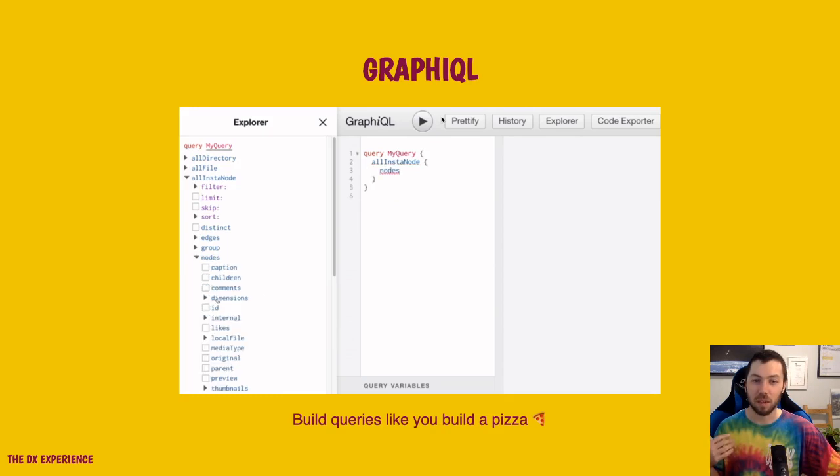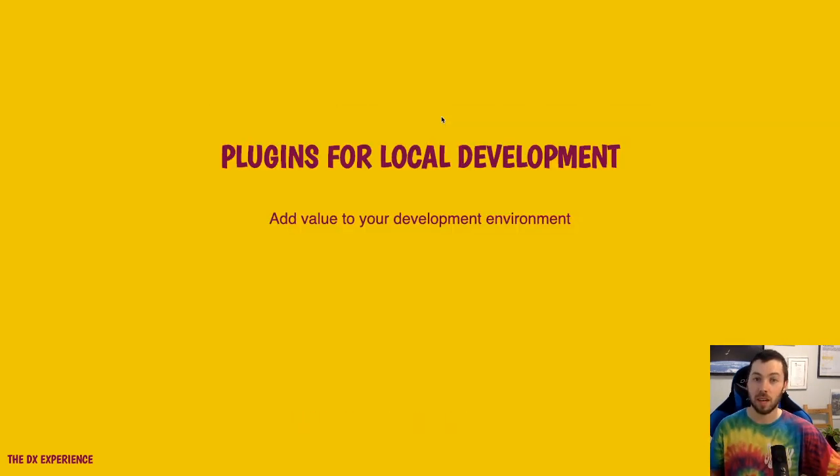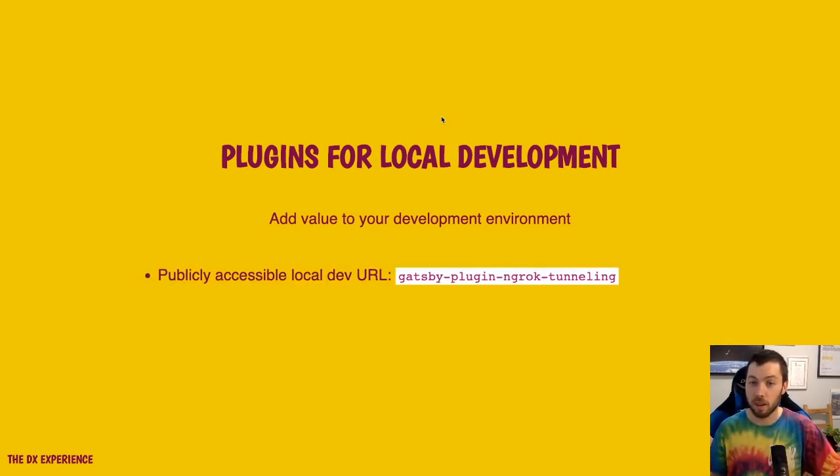And that brings us to the last thing I wanted to talk about today, which is plugins for local development. So if you've been using Gatsby for a while, you're probably familiar with the rich plugin ecosystem that comes along with it. Plugins that allow you to bring in data from third-party sources or integrate with popular JavaScript libraries. But there's another class of plugins that I want to touch on that add value to your development environment in some way. Plugins like gatsby-plugin-ngrok-tunneling, which exposes a publicly accessible URL for your local development environment.